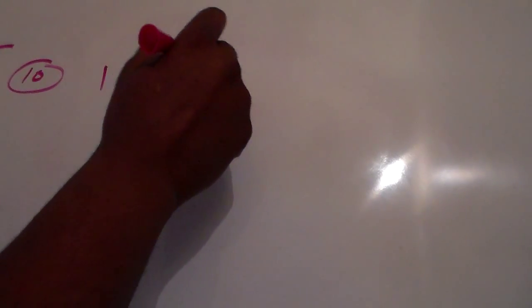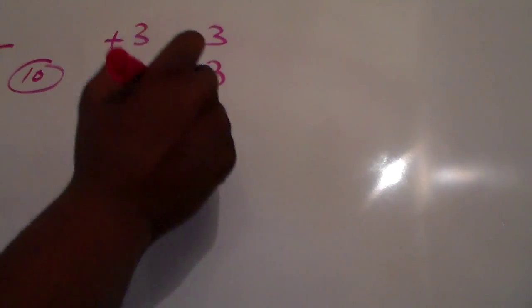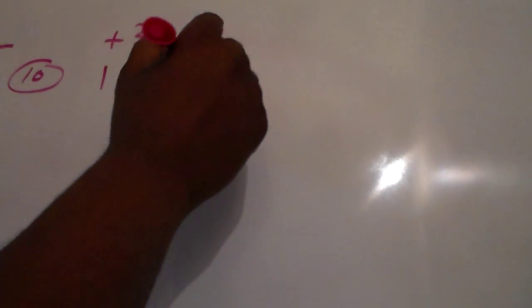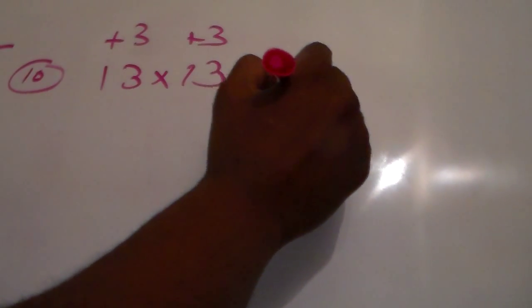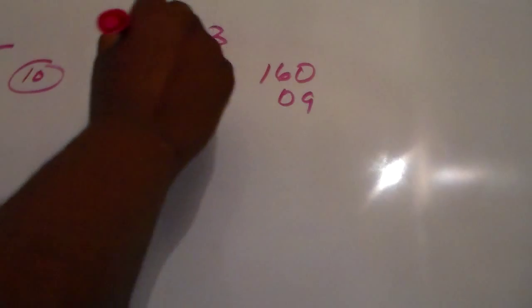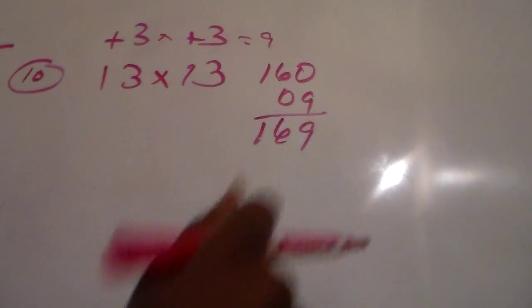Okay. So make sure our angle is right. Sorry about that, I bumped the camera. 13 times 13. They're both plus 3 above our reference number 10. 13 plus 3 is 16. We'll add our 0 and then 9, because 3 times 3 equals 9. Answer is 169.